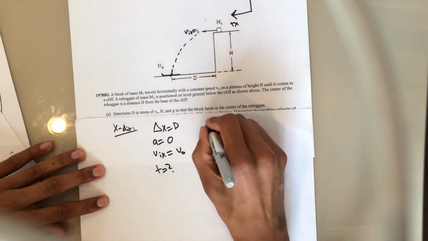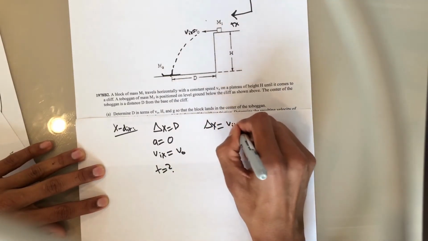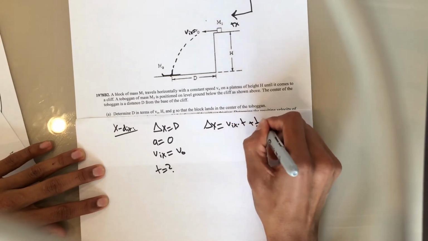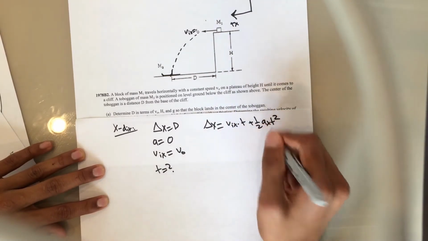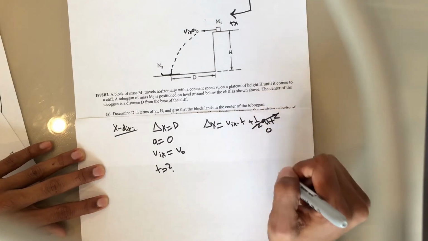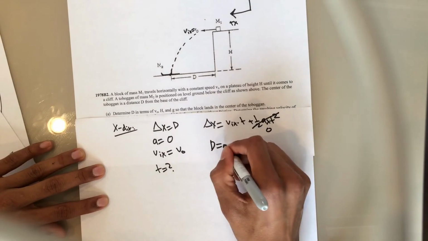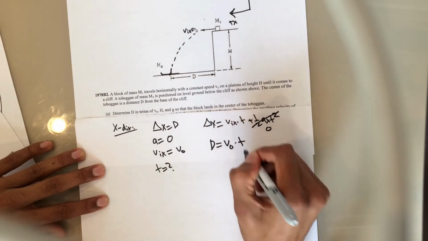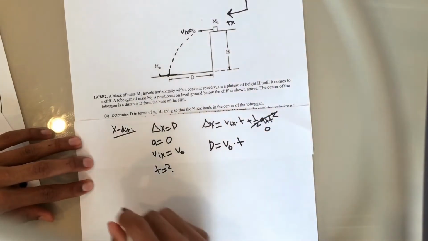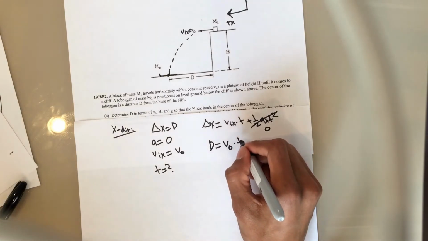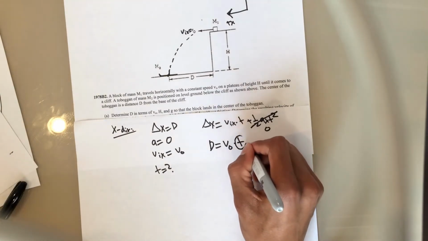So we can use the equation delta x is equal to v initial x times t plus half a_x t squared. Since the acceleration is 0, we can cancel that term out. Then plugging in our values, we get d is equal to v0 times t. And now we're not allowed to use this t as a variable.